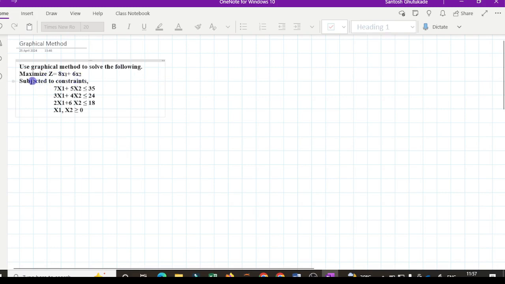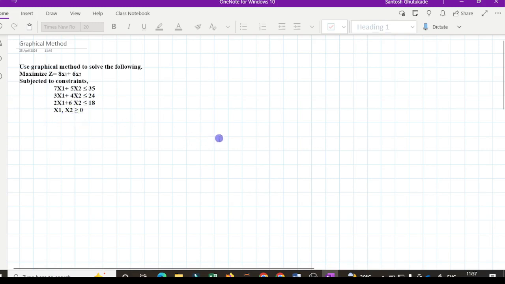So this is a problem where we maximize z, the objective function, z = 8x1 + 6x2, subject to the constraint equations. These are the three constraint equations. First is 7x1 + 5x2 ≤ 35, then 3x1 + 4x2 ≤ 24, and 2x1 + 6x2 ≤ 18, and x1, x2 ≥ 0, that is the non-negative constraint.